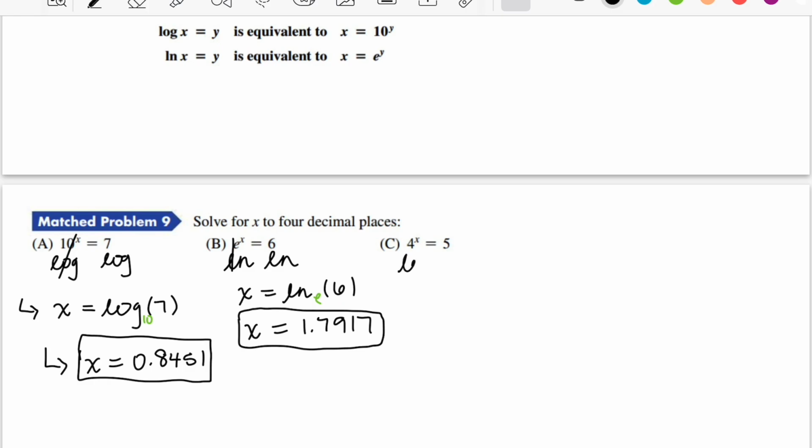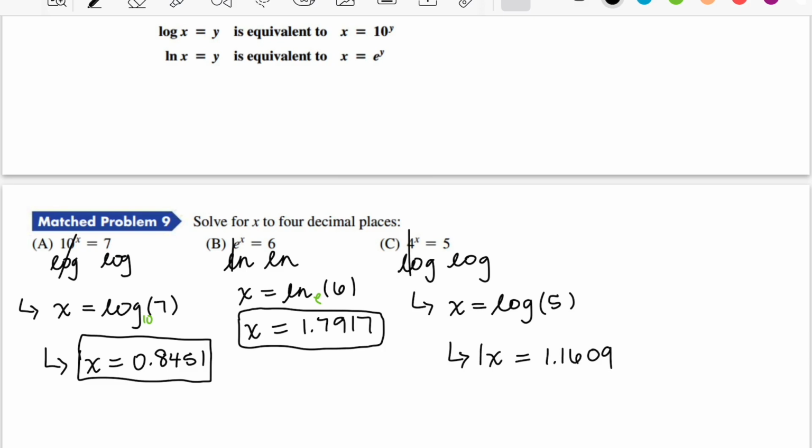And lastly, we'll do the same thing for example C. We're doing log base 10 on both sides here. So we end up with x is equal to log base 10 of 5. And this tells us that x is equal to 1.1609. Alright, so that's how we'd solve for x when dealing with log base 10 and our natural log here.